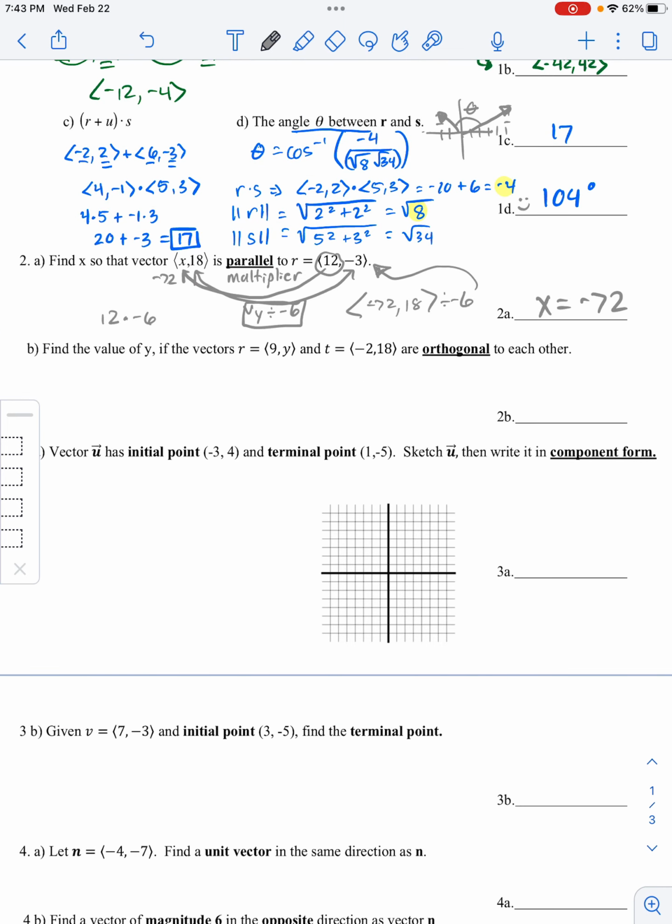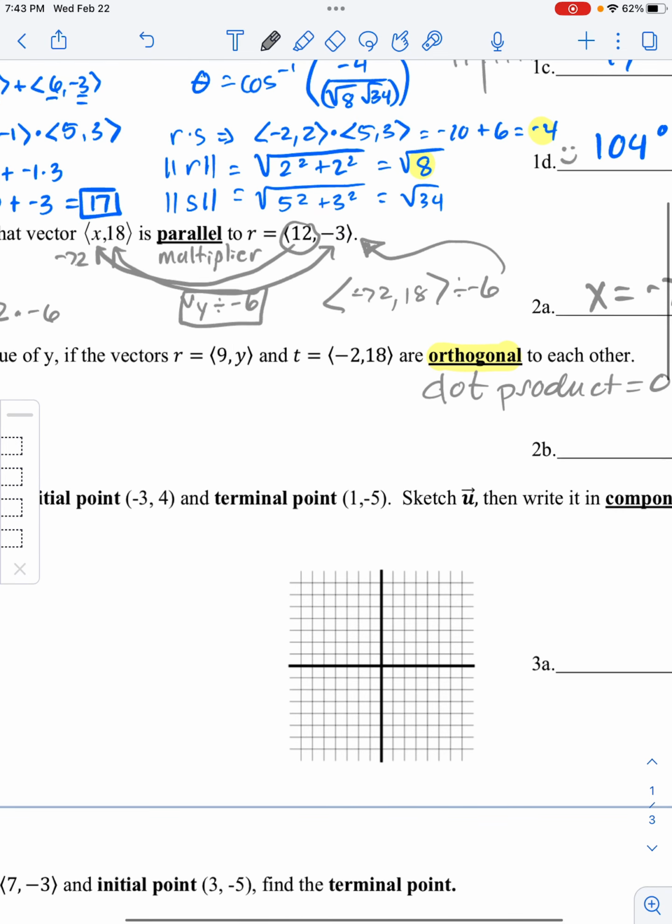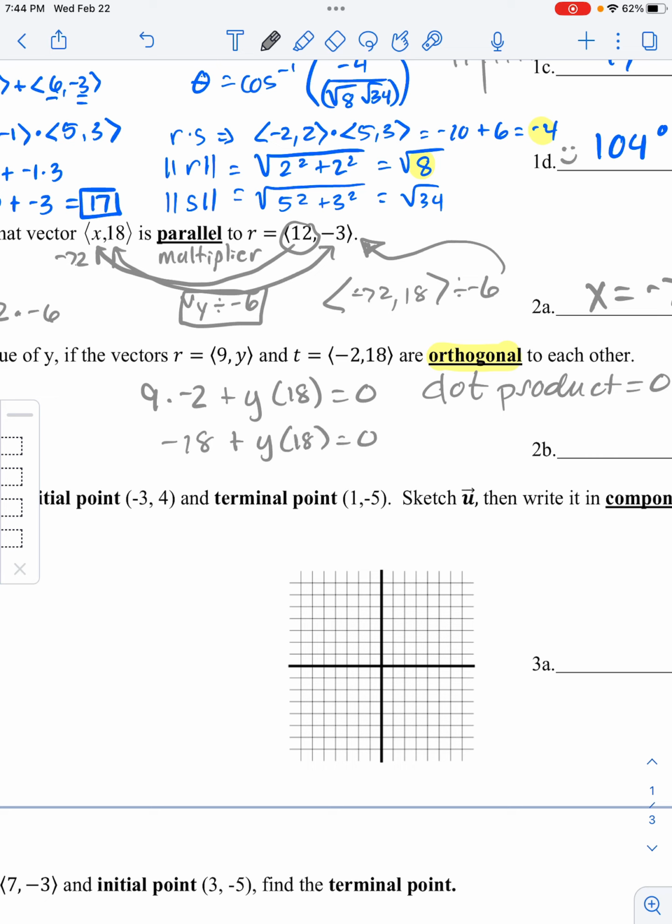Here, I'm trying to make them orthogonal, and you need to know that that means they cross at 90, and that means dot product equals 0. So I need the dot product to equal 0. That would be 9 times -2 for the x's, plus y times 18 for the y components, has to add up to 0. So you can have -18 plus what times 18 will equal 0, and your answer is going to have to be a 1.